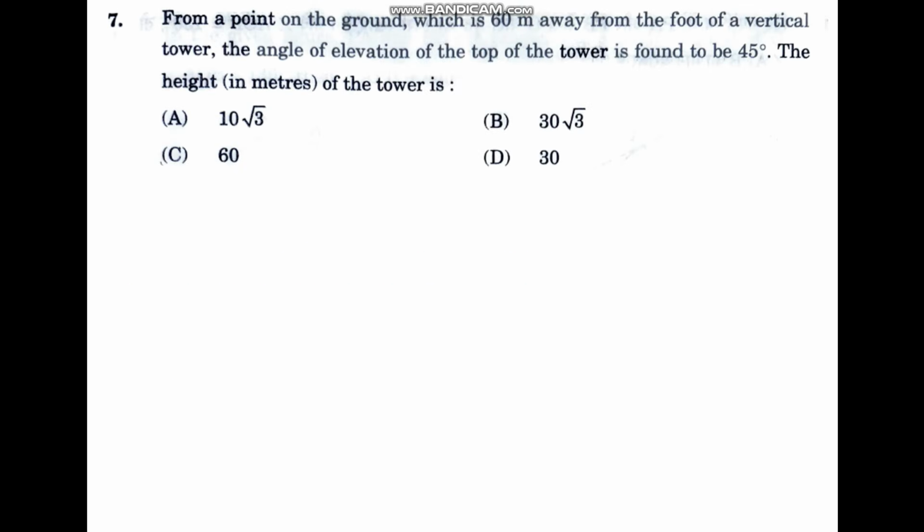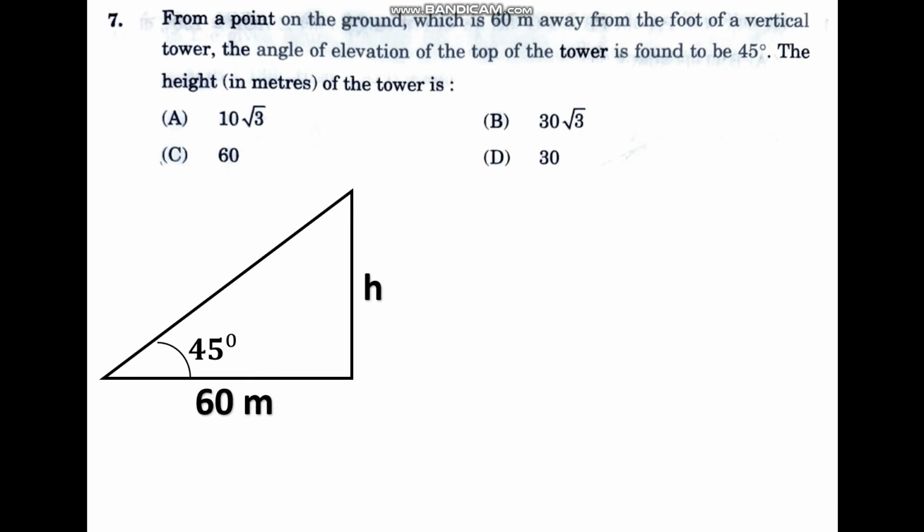Question number 7, it is asking: from a point on the ground which is 60 meter away from the foot of a vertical tower, the angle of elevation will be 45 degree. We need to find the height of the tower. So you can see the figure. This is the figure in which we are considering the height of the tower to be h, and the angle of elevation is 45 degree. The distance between the point and the base of the tower is 60 meter. So what we need to find? We need to find the height of the tower.